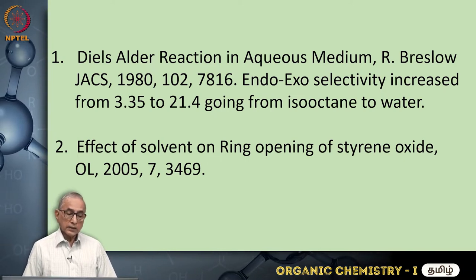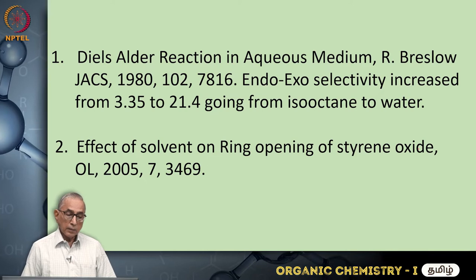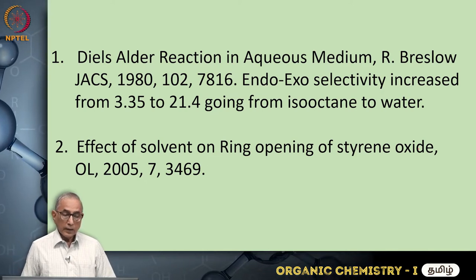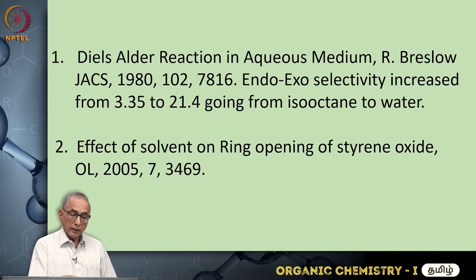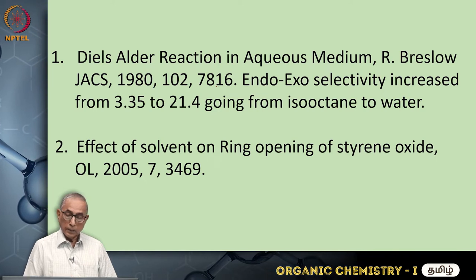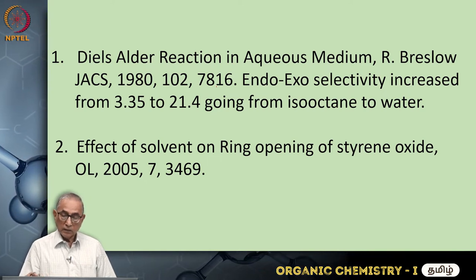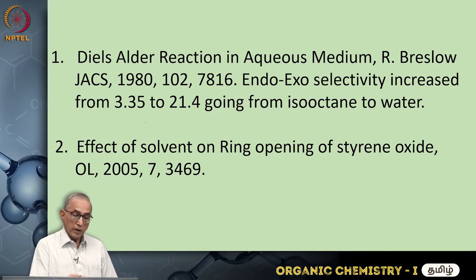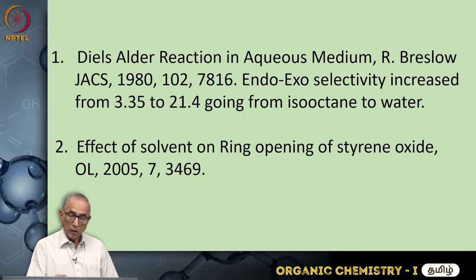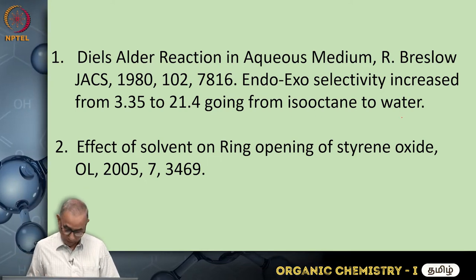This is the publication Journal of American Chemical Society, and these are the year, the volume number and the page number. The endo-exo selectivity increased from 3.5 to 21.4 going from iso-octane to water.